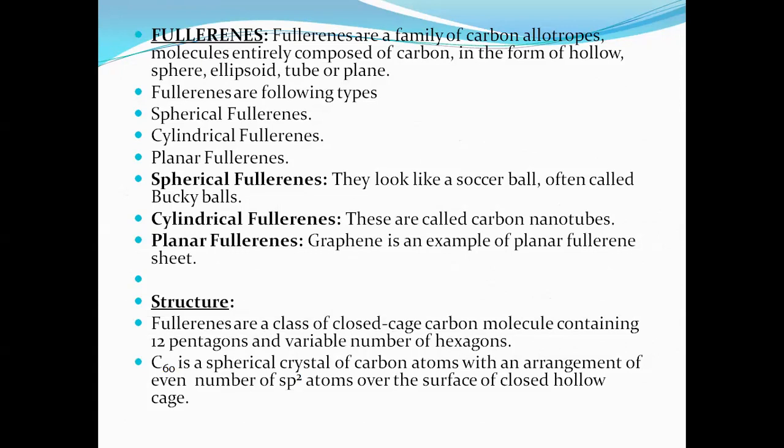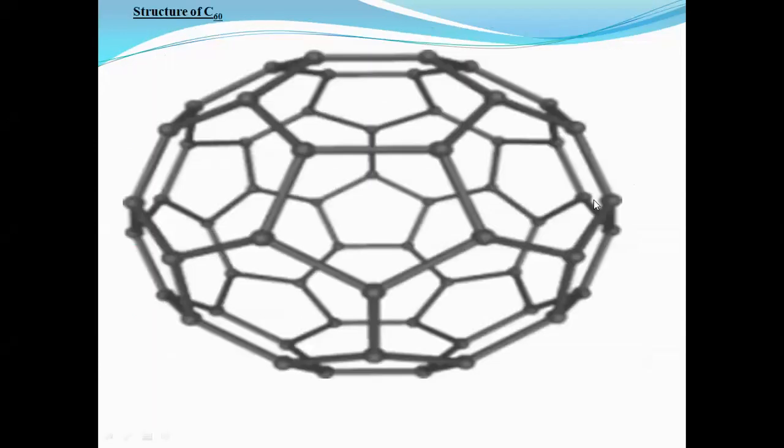C60 is a crystalline material, and each carbon has sp2 hybridization. Now I'm discussing the C60 material. This is known to be C60. The C60 is a combination of 60 carbons with global geometry. 60 carbons are identified in the global geometry.